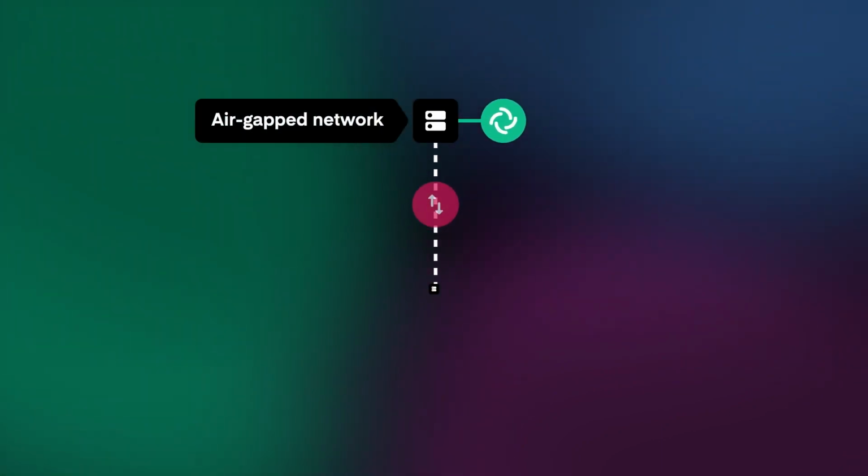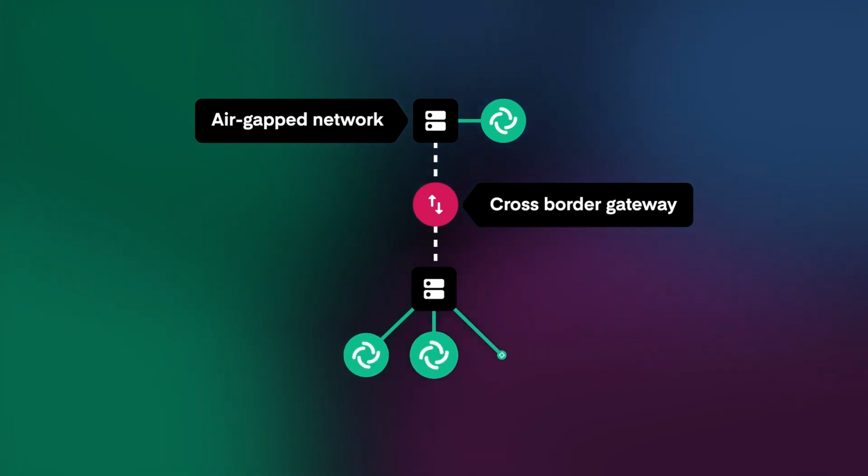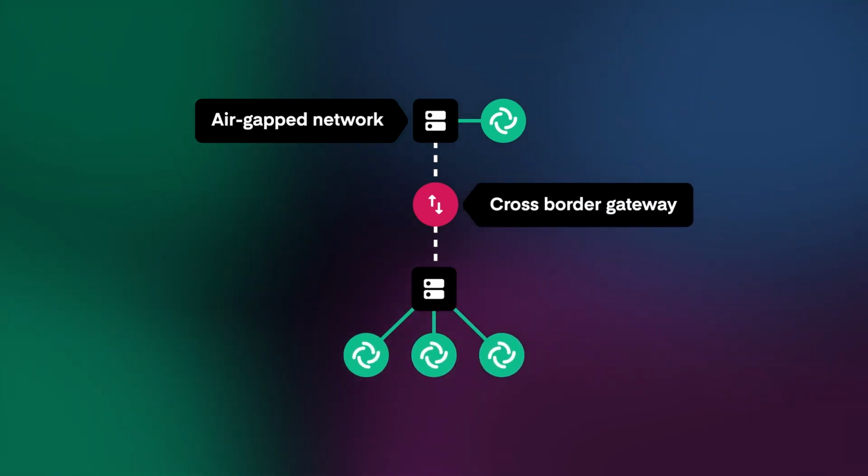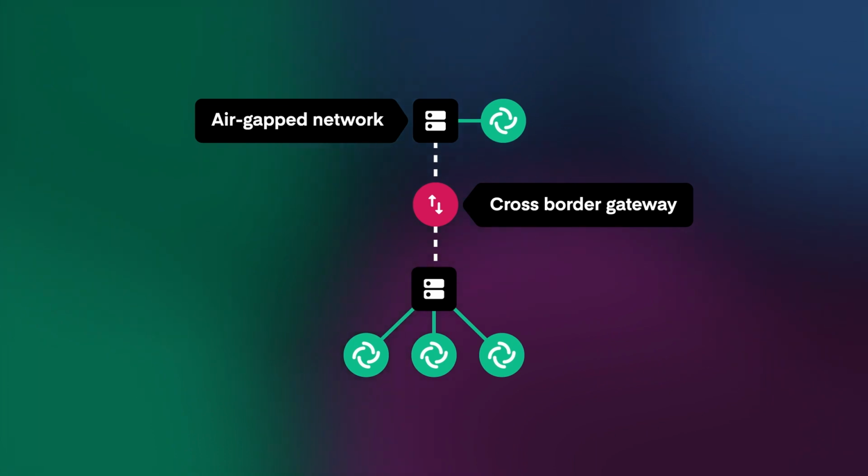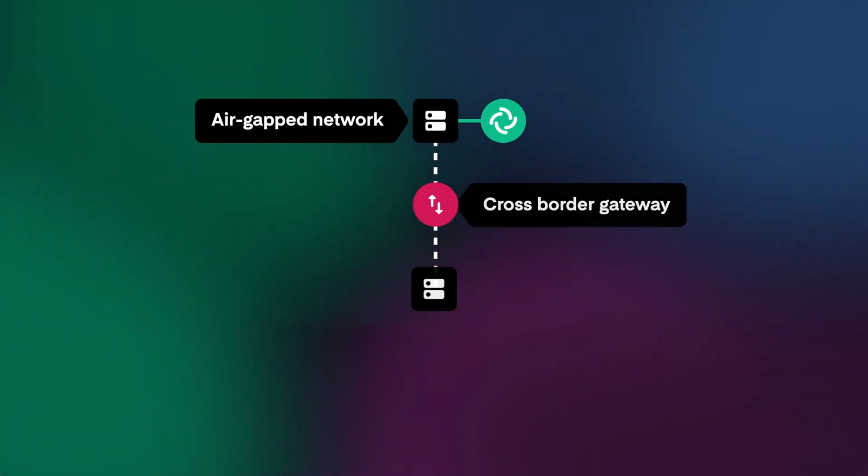Alice can even use Element to support an air-gapped network. If required, the air-gapped network can still communicate with the rest of the firm using a secure border gateway.